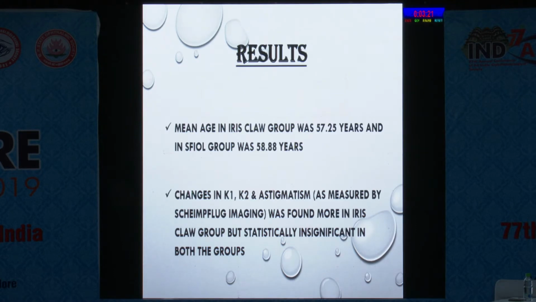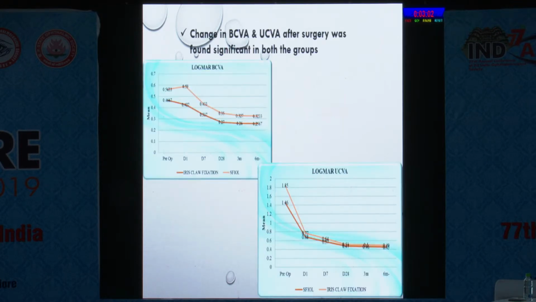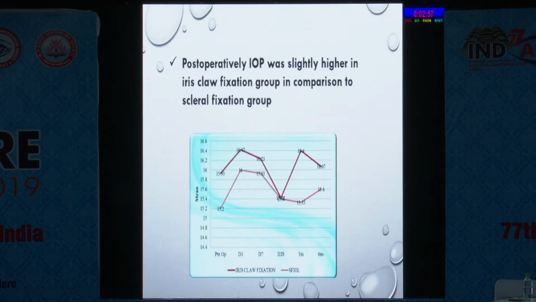Now the results were: the mean age in the iris claw group was 57.25 years, and in the SFIOL group was 58.88 years. The changes in K1, K2 and astigmatism were more in the iris claw group, but statistically it was insignificant in both groups. The change in BCVA and UCVA after surgery was found significant in both groups. Post-operatively, IOP was slightly higher in the iris claw fixation group in comparison to the scleral fixation group.